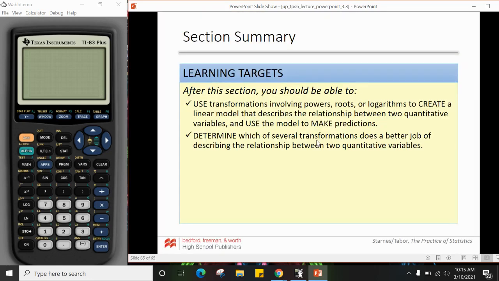So that is all. The learning targets to finish up are: you should be able to use transformations involving power, roots, or logarithms to create a linear model that describes the relationship between two quantitative variables and use the model to make predictions. Determine which of several transformations does a better job of describing the relationship between two quantitative variables. Right?